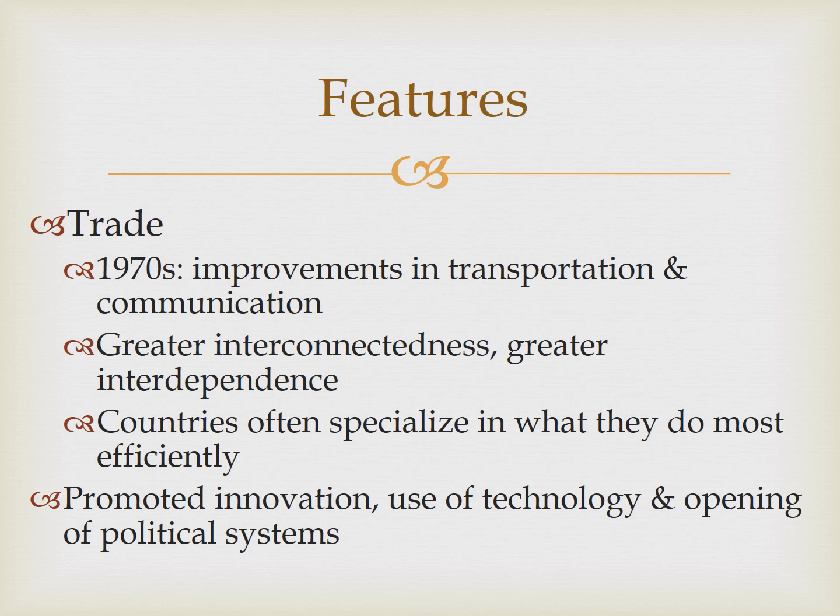Now, for example, we don't have to grow everything we eat because we can get cheaper goods from other areas who produce that food more efficiently, maybe because their climate's better for it, than we're able to produce here. And the improved transportation systems ensure that that food arrives fresh and on time. And what this has done is increased innovation as countries seek to improve their specialties, and has also opened some relatively closed political systems around the world.